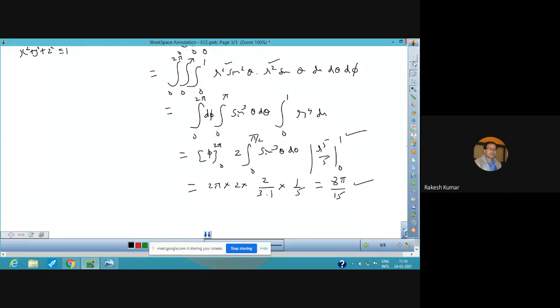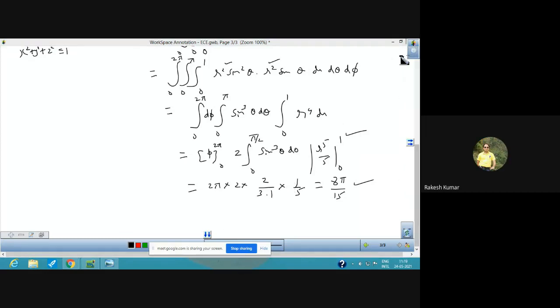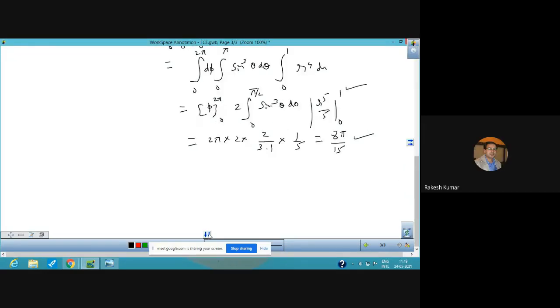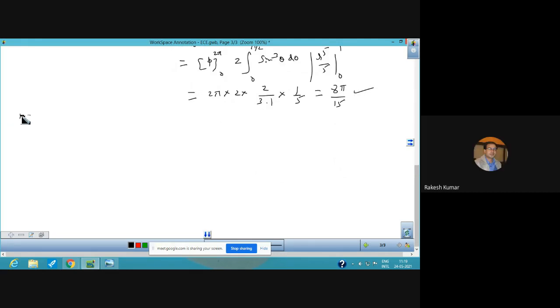The Cartesian coordinates into spherical polar. Now the same question can be done by changing it into cylindrical polar. So changing the Cartesian coordinates into cylindrical polar form. So what is the cylindrical polar form?